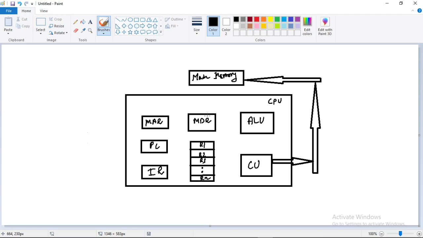There are so many operations that we can perform with the computer, and in performing those operations we will use registers. In general, there are so many different kinds of registers and so many different uses of those registers. We are actually studying those things in computer architecture and organization.